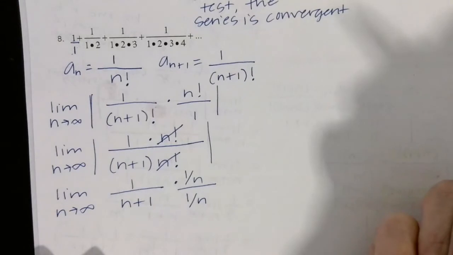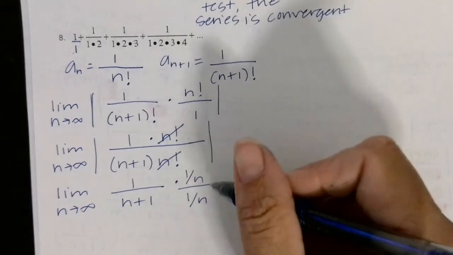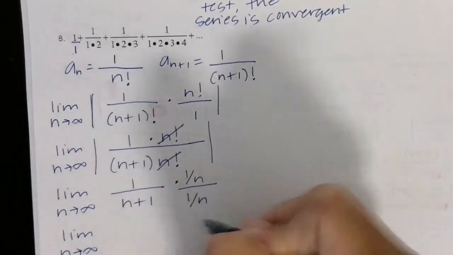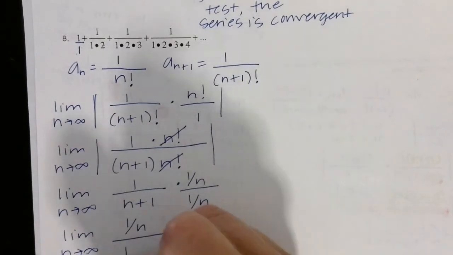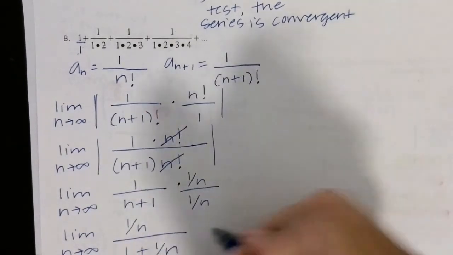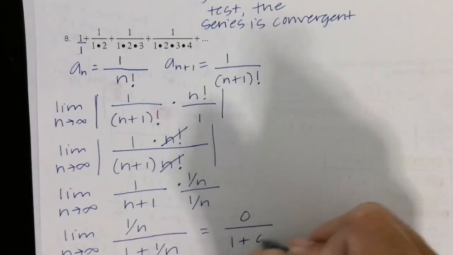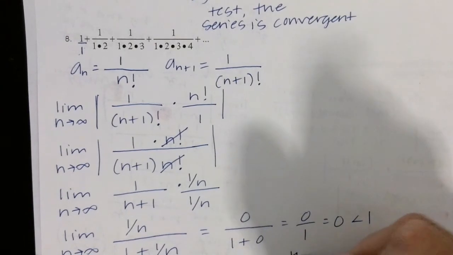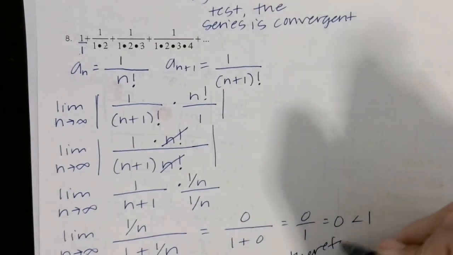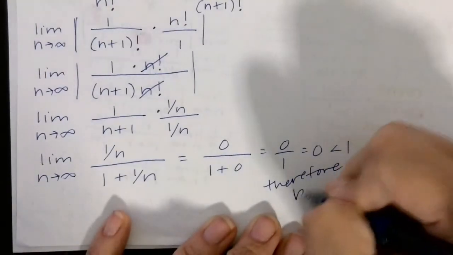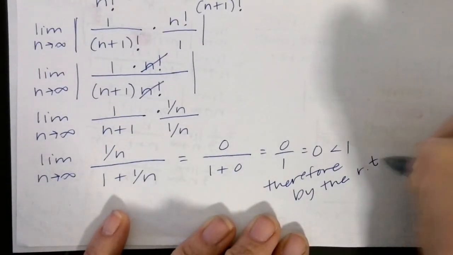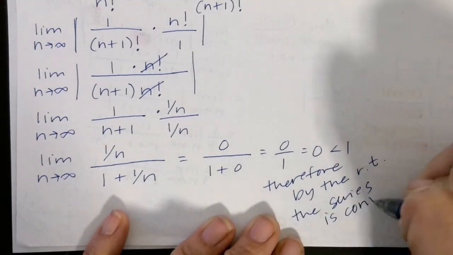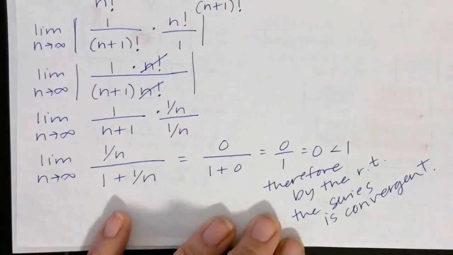In top and bottom, don't just write it as 1. It's got to be written as a fraction just like that. And so that gives me the limit as n goes to infinity of 1 over n all over 1 plus 1 over n, which equals 0 all over 1 plus 0, which equals 0 over 1, which equals 0, which is less than 1. So therefore, I know you don't have to write the word therefore, I just did. By the ratio test, the series is convergent. And that is it.